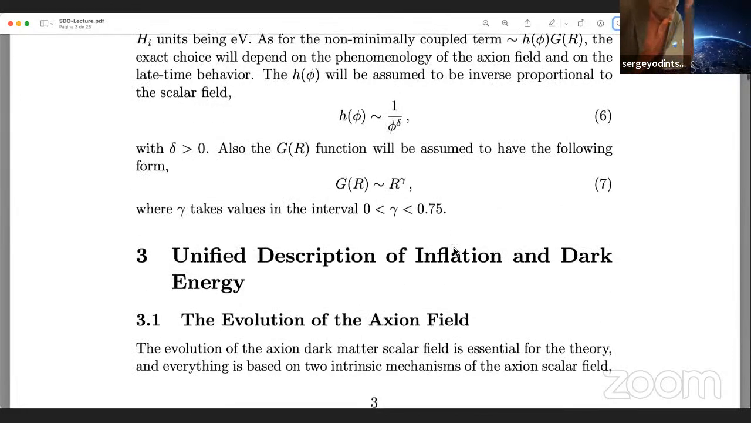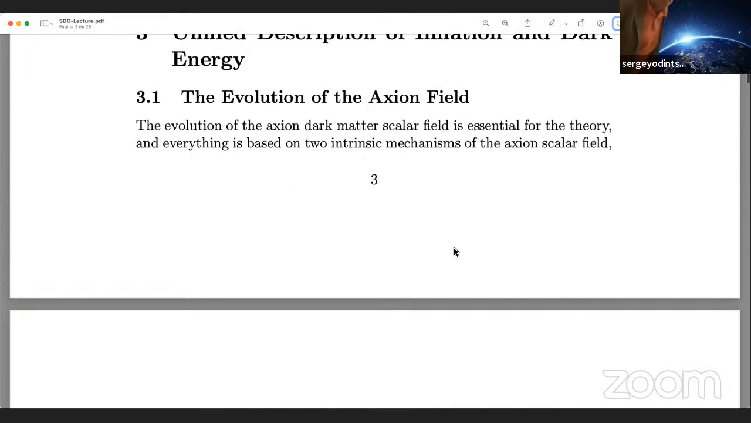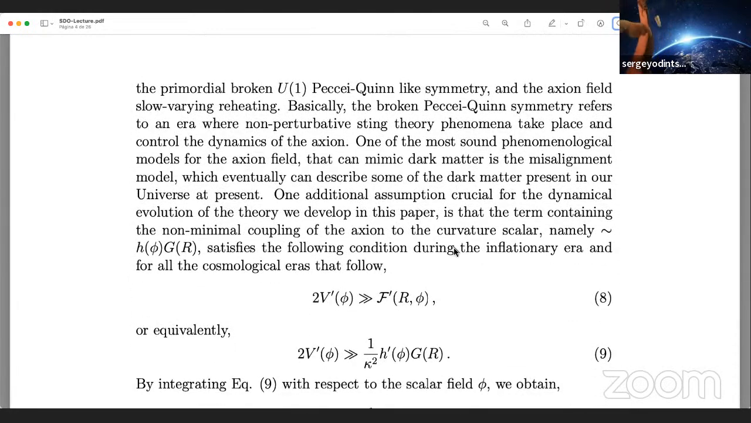Now, let's go to the unified description of inflation and dark energy in the presence of the axion field. In all this story, we consider that the axion field is slowly varying. There is not much to say here. In principle, the study of the axion field is quite well developed. There is a very big literature, including observational bounds and different theoretical models. The axion theory I'm talking about here is based on the so-called misalignment model, where we have a primordially broken U(1) Peccei-Quinn like symmetry. The details of that are not really important for us. As I said, they are known in the literature.